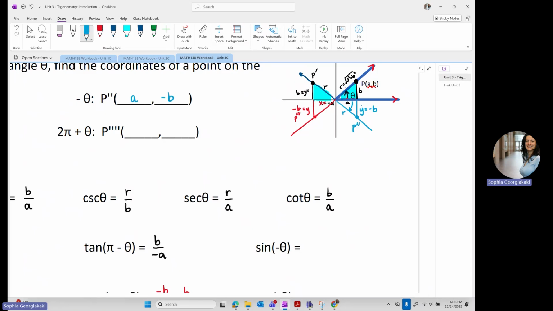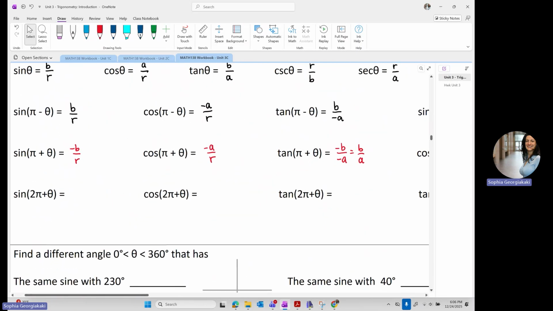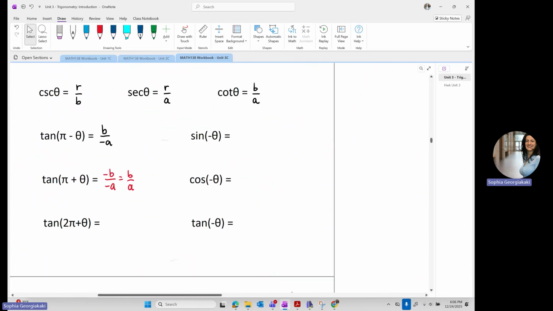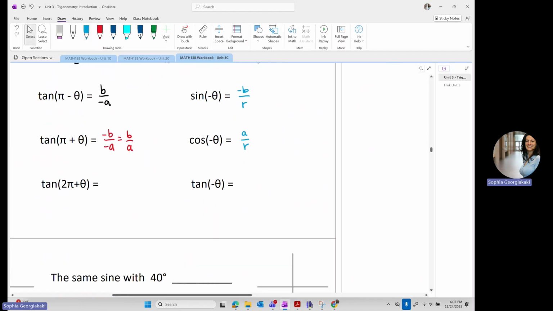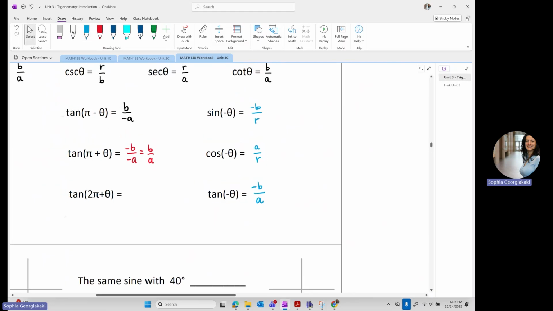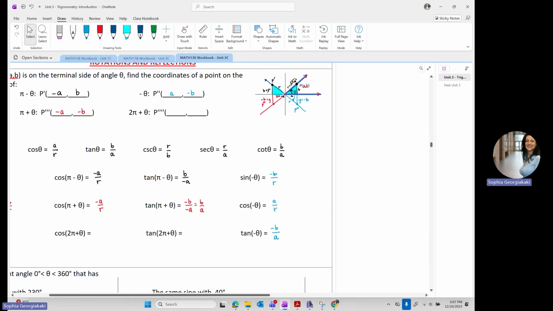Therefore, when I'm trying to find the sine of negative theta, so I'm here in the last column, the sine of negative theta will be y over r, so that's negative b over r, so it will be opposite of the reference angle in quadrant 1. The cosine will be x over r, exactly the same as the reference angle in quadrant 1, and the tangent will be y over x, negative b over a, the opposite of the tangent of the reference angle from quadrant 1.